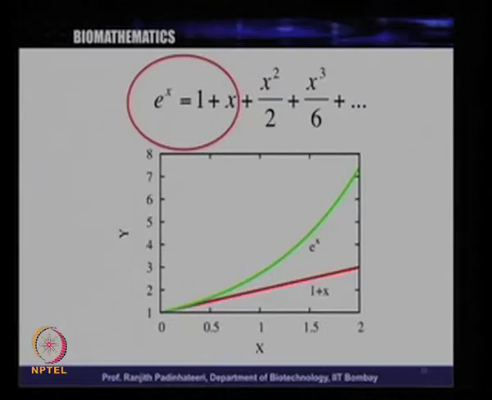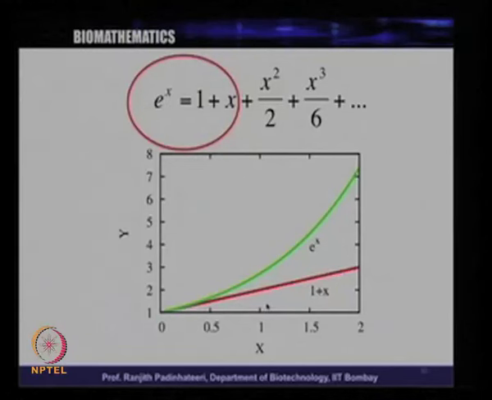What is plotted here is two curves on the y axis, green and red. The red is y equal to 1 plus x, and the green is y equal to e power x. 1 plus x is a straight line, a linear function, while e power x is a curve. As you can see, very close to 0 they have the same values. The red and green meet close to 0, but as they go away from 0, they diverge.